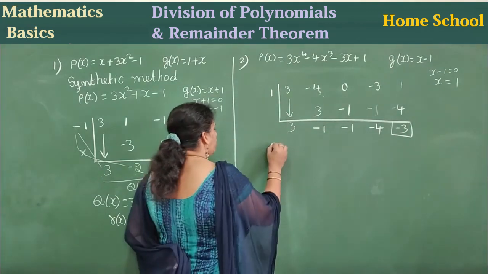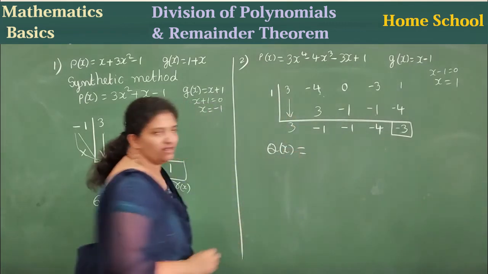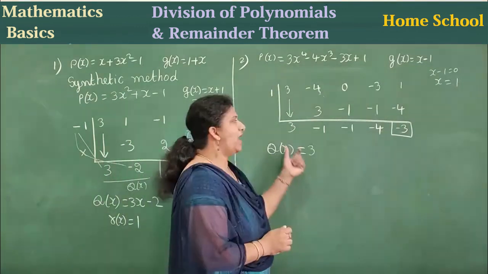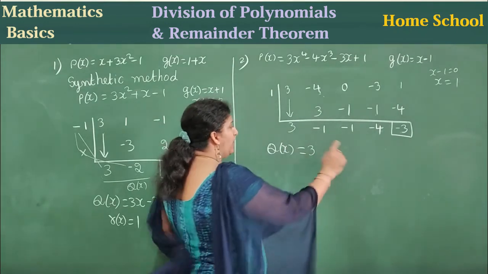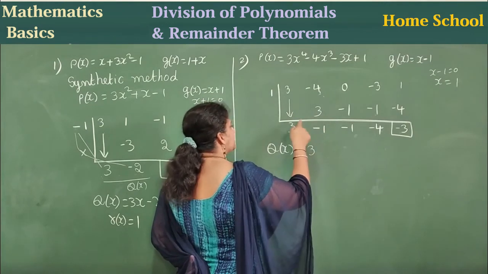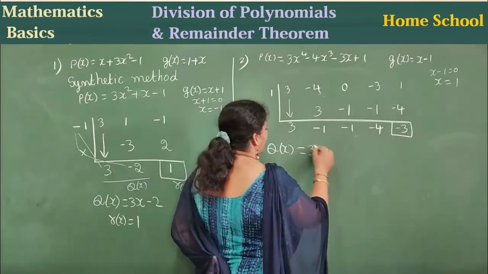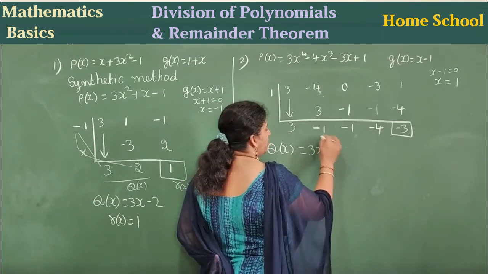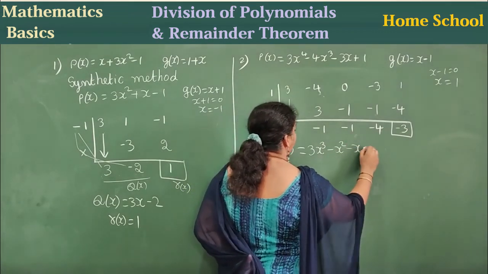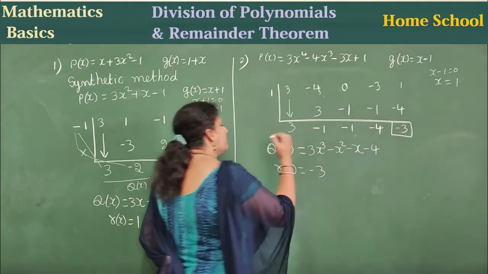So now, quotient of x. This polynomial has one variable, x. So quotient of x, how to remember here? How do you write this quotient, children? Look here: constant, x power 1, x power 2, x power 3. You need to multiply these numerical coefficients and frame the polynomial: 3x cube minus x square minus x minus 4. And your remainder for this division is minus 3.